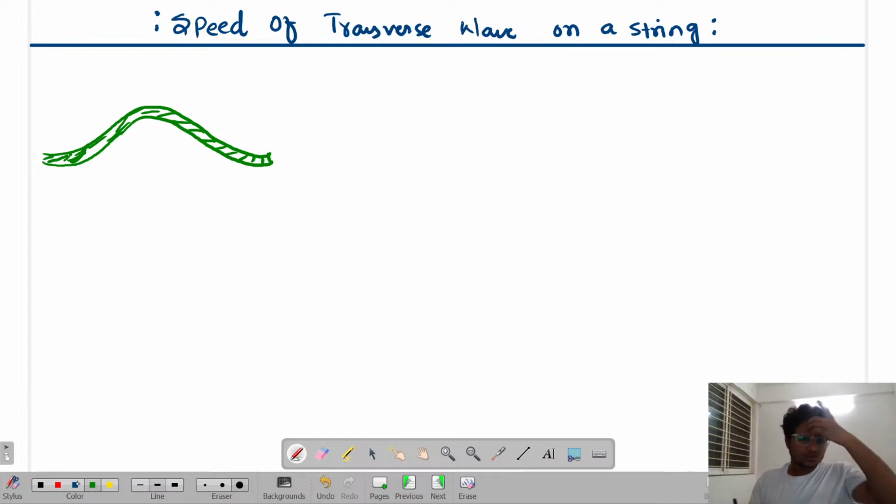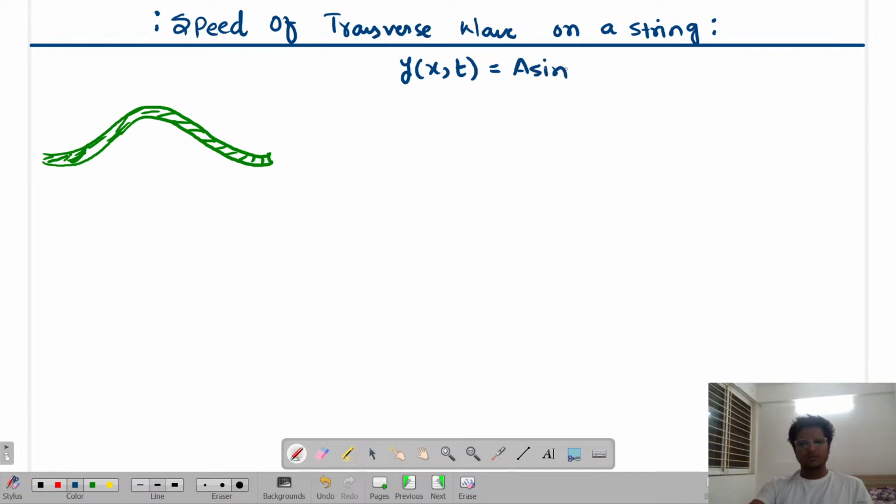See, let us imagine first some of the important things related to this. Are you able to get me or not? So let's suppose I want to talk about a string or any kind of a spring wave. You know the wave equation, as we know earlier, is given as y of x,t equals a sine of omega t minus kx, or kx minus omega t. So we'll include the conventional omega t minus kx. This is my wave equation on any kind of a thread. Are you able to get me or not?